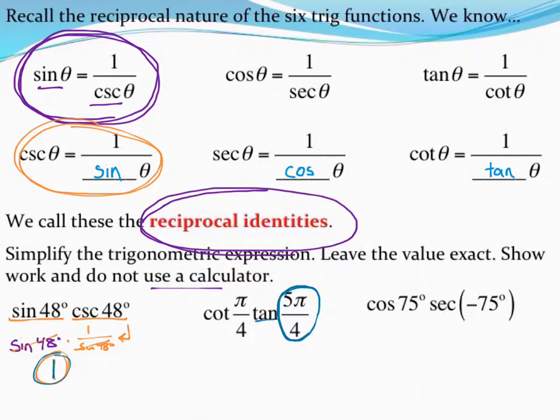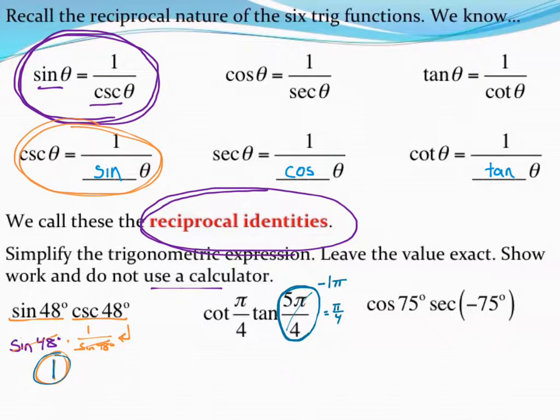A tangent graph, or a tangent function, repeats every 180 degrees or 1 pi. And so what I'm able to do is subtract 1 pi from this angle, and I'll be left with something that's equivalent. When I do 5/4 pi minus 1 pi, I end up with just pi over 4. So I see that I can replace that with just pi over 4, and now I have the same angle.